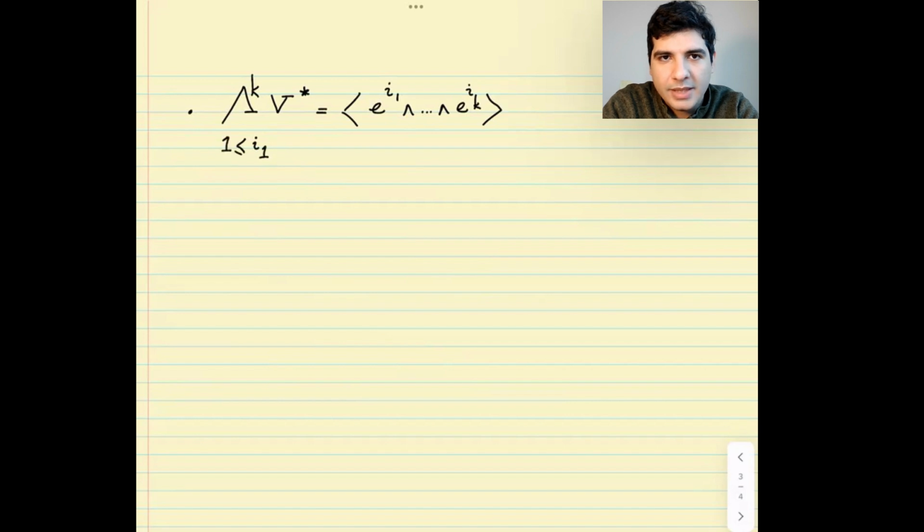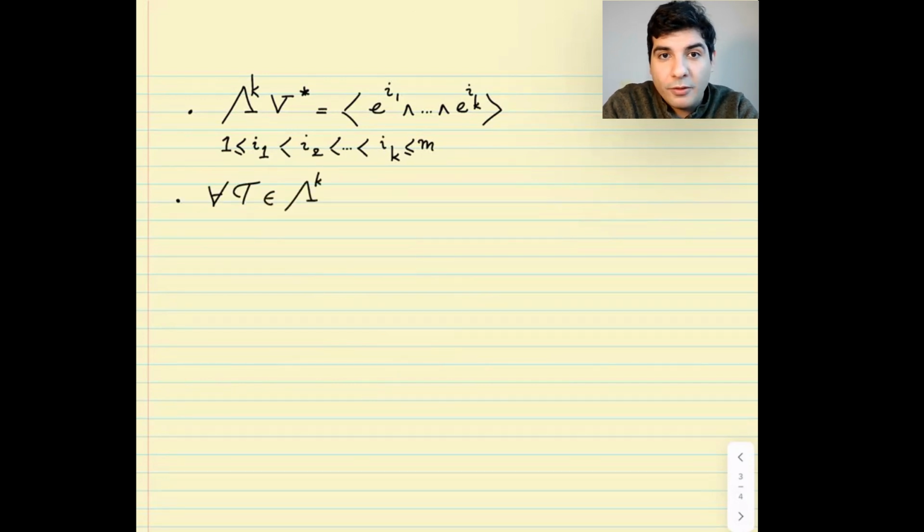Great. So fixing a basis for V, we learned it gives us a basis for Λ^k V*. Λ^k V* is generated by the wedge product of k elements of the basis. Let's say e^{i1} up to e^{ik} are k elements of the basis, with i1 less than i2, up to ik. Let's fix k distinct numbers between 1 and m. If you look at the wedge products of these, you get a basis for Λ^k V*.